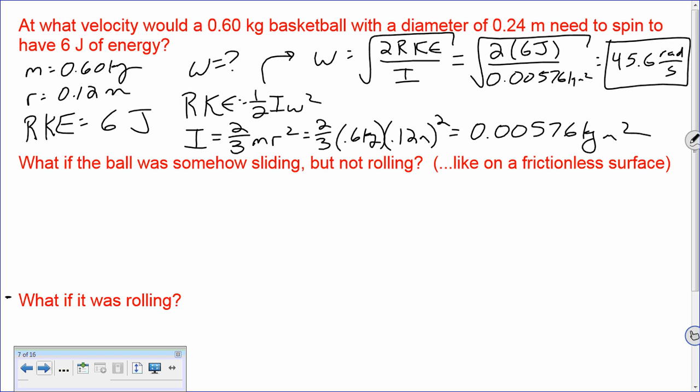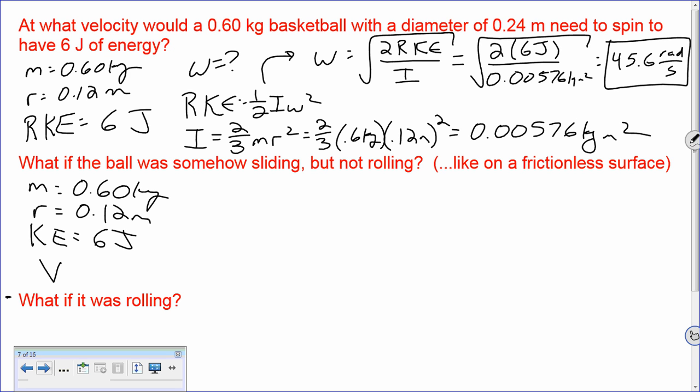What if instead of spinning, the ball was just sliding through space? Well, then we'd have the same mass. The ball would still have the same radius, although it wouldn't affect the problem. But what kind of energy would it have now? Instead of rotational kinetic energy, it would be just regular kinetic energy, so that would be 6 joules. And the question now is not what's the angular velocity, but what's the regular velocity?